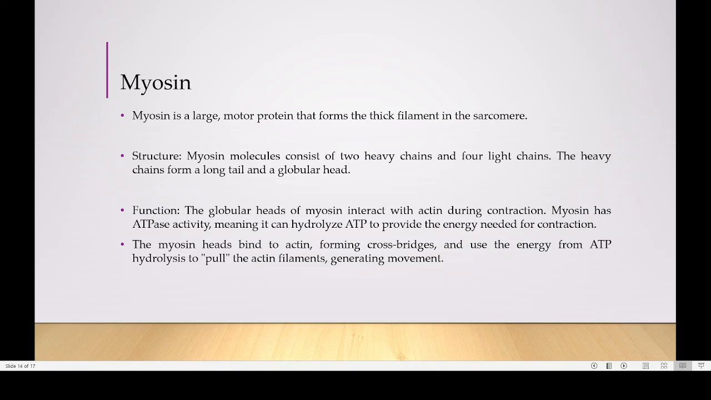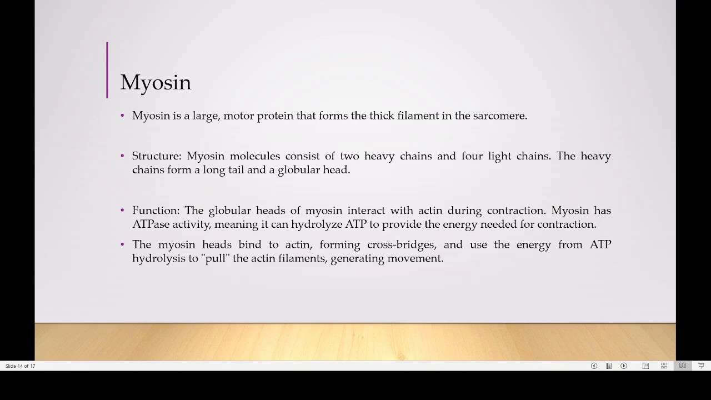Myosin has an ATPase activity. ATPase activity means it has the capacity to hydrolyze ATP to provide energy needed for contraction. So that is the main function of this. They will be releasing energy from ATP for the muscle contraction. Myosin heads bind to actin, forming cross bridges, and use energy from ATP hydrolysis to pull the actin filaments, generating the movement. I will show that also.